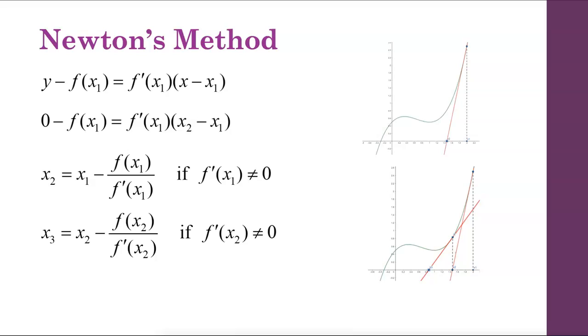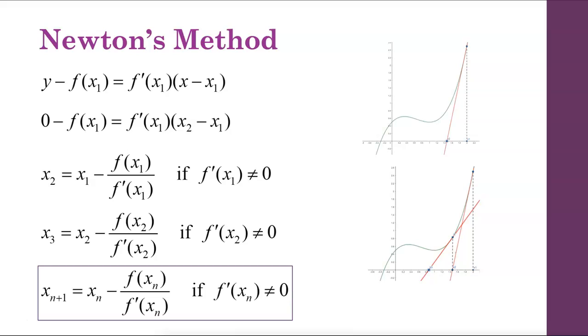So these points that we had, x sub 1, x sub 2, x sub 3, are going to create a sequence. And that sequence, if it converges, we are going to be able to find our solution, the root to our equation. So in general, we are going to continue doing this and get the sequence x sub n plus 1 equals x sub n minus f of x sub n over f prime of x sub n, as long as the derivatives are not equal to 0. And once that sequence converges, we have our solution.